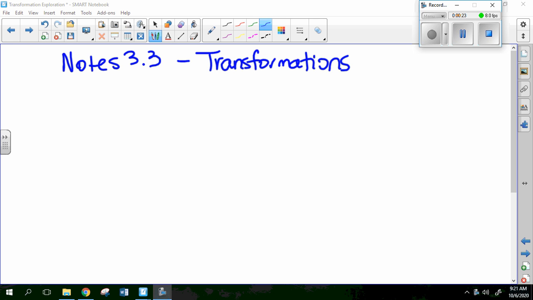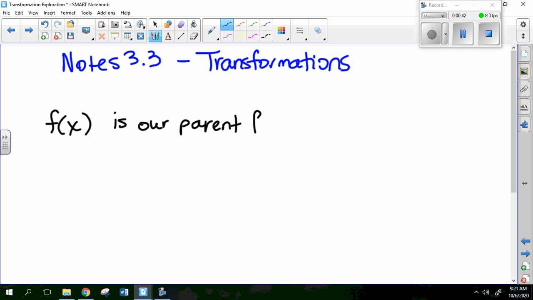Okay, so what we're going to do here is we're just going to call our function f of x. So that's our parent function. In our exploration, that was the absolute value of x, and then the second part was the x squared. Those are our parent functions.